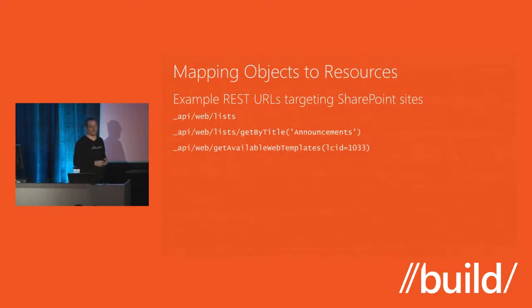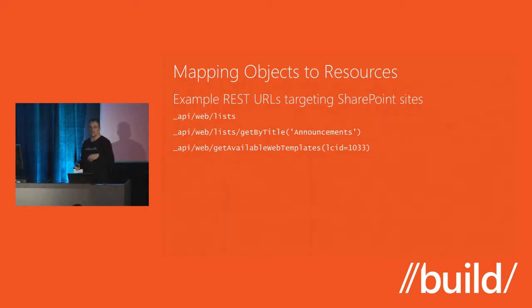So, mapping of objects. One of the things we do is try to make sense with these REST APIs. When you're pulling back a list, I'm going to my web. Okay, great. So for my website of different lists, I can go ahead and call lists, and I'm going to get a complete list of all the lists I have available to me. If I go ahead and put a slash getbytitle, I'm going to get the list by that specific title.